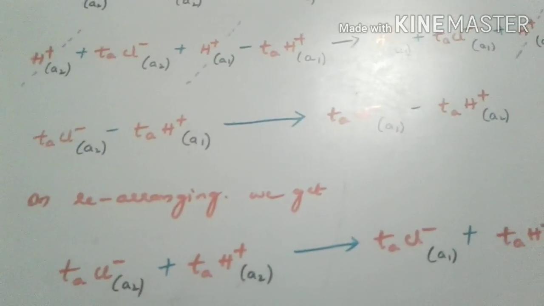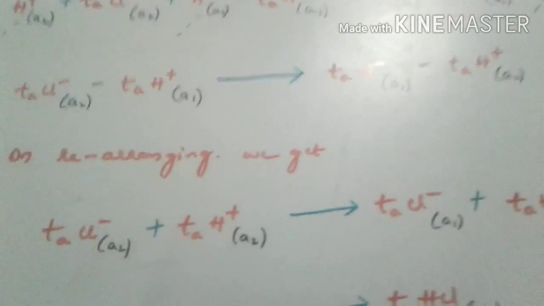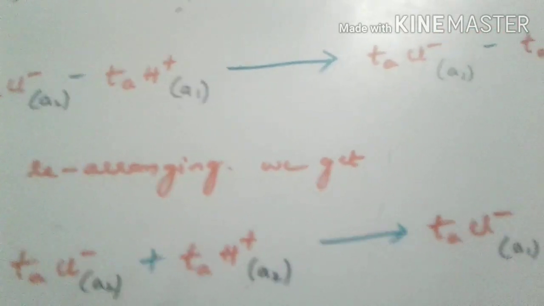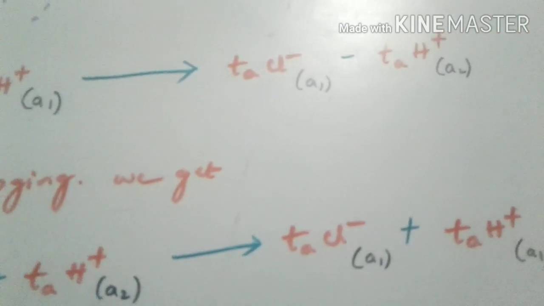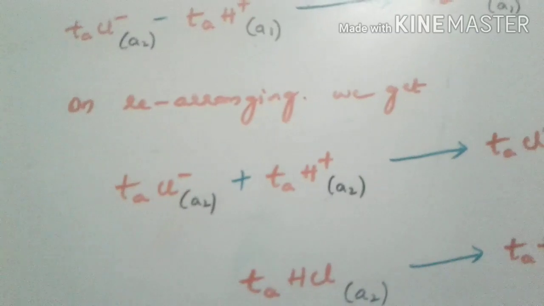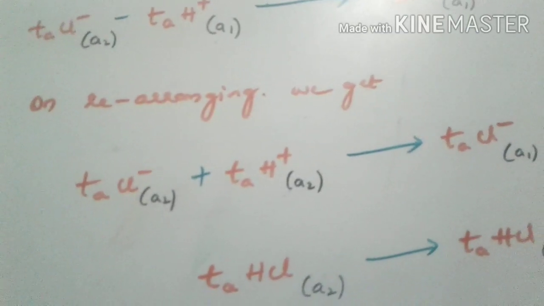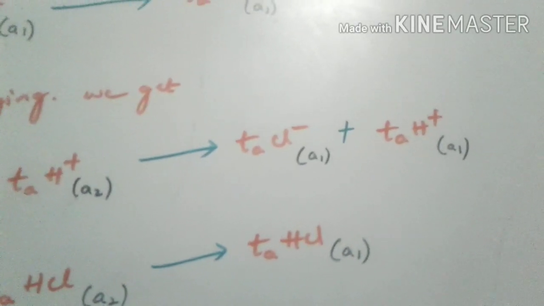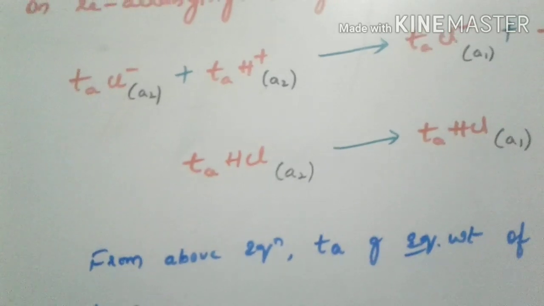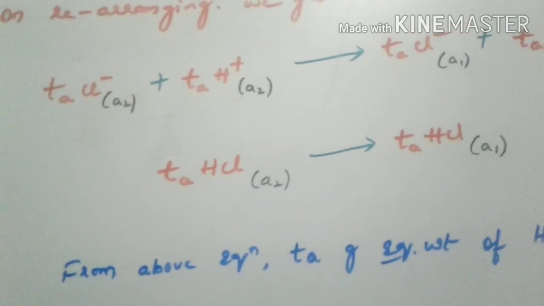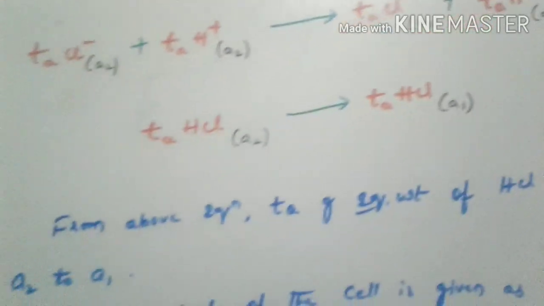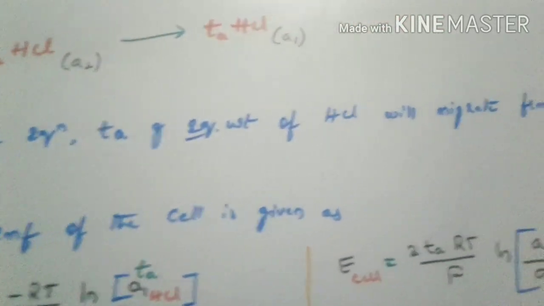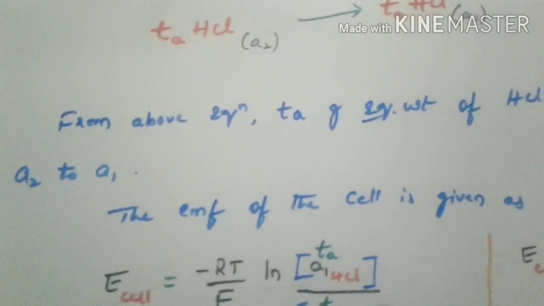Then H plus A2 and H plus A1 on either side cancel each other. The leftover term is Ta Cl minus A2 minus Ta H plus A1 gives rise to Ta Cl minus A1 minus Ta H plus A2. On rearranging, we get Ta Cl minus A2 plus Ta H plus A2 gives rise to Ta Cl minus A1 plus Ta H plus A1. Then we can club these two and write this as Ta HCl A2 gives rise to Ta HCl A1. From the above equation, Ta gram equivalent weight of HCl will migrate from A2 to A1.